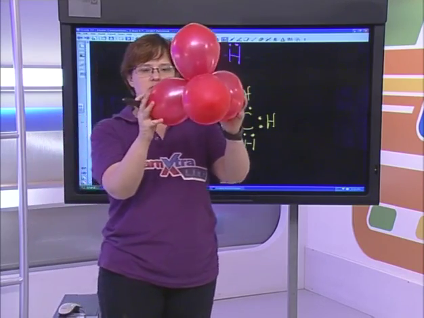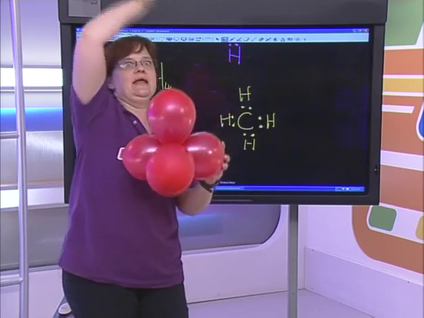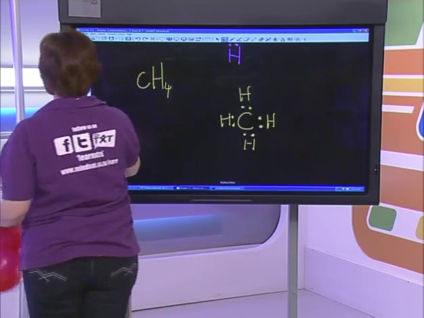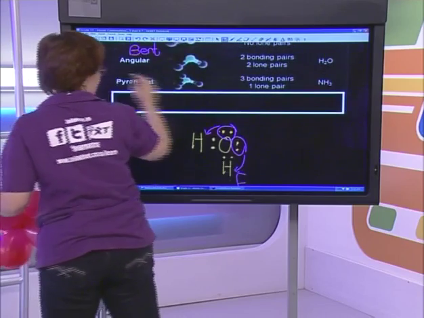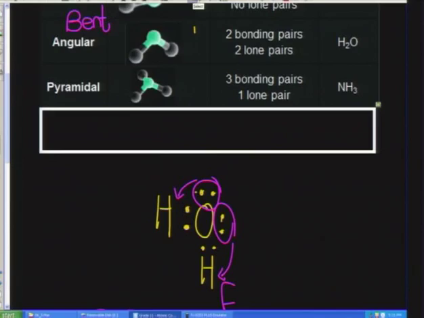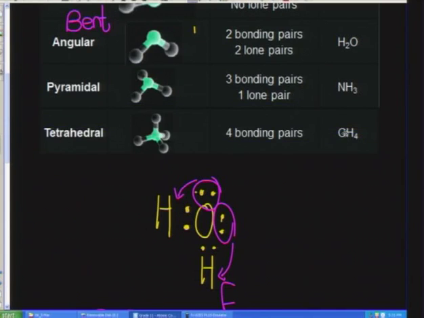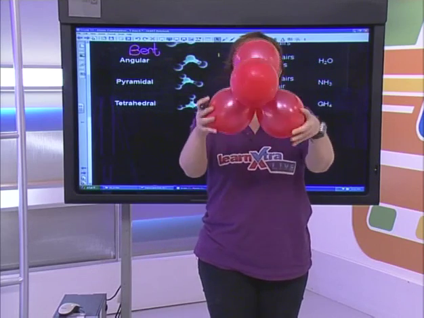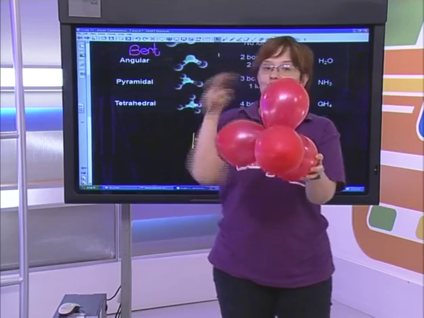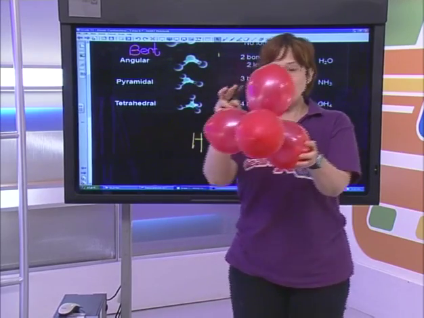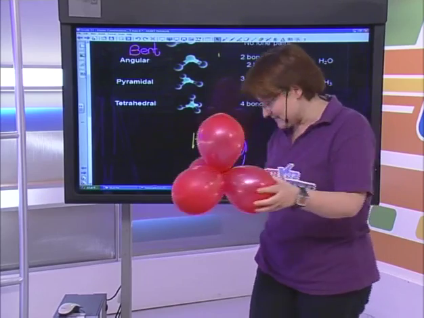My balloons are starting to deflate already. Anyway, it's tetrahedral. So it's almost like my pyramidal, but it's got an extra piece at the top. So if we do it as a diagram, this is tetrahedral, 4 bonding pairs, no lone pairs. 4 pairs that sit together, they share nicely.